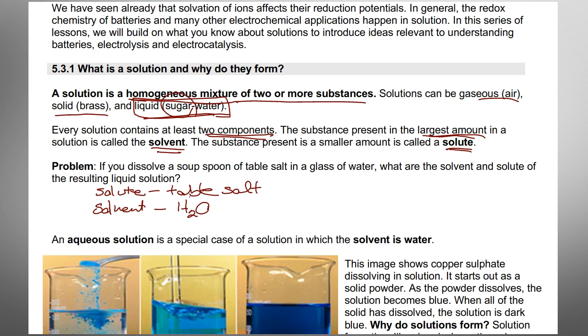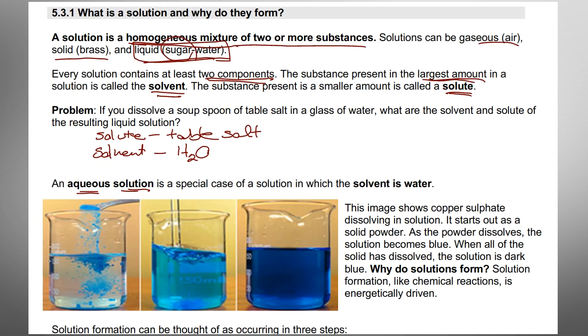Solutions in which water is the solvent have a special name. They're called aqueous solutions, and they're what we're going to focus on for the rest of these lessons, because they're the most common types of solutions that we encounter in our daily life, and they're actually really important in a lot of industrial applications as well.